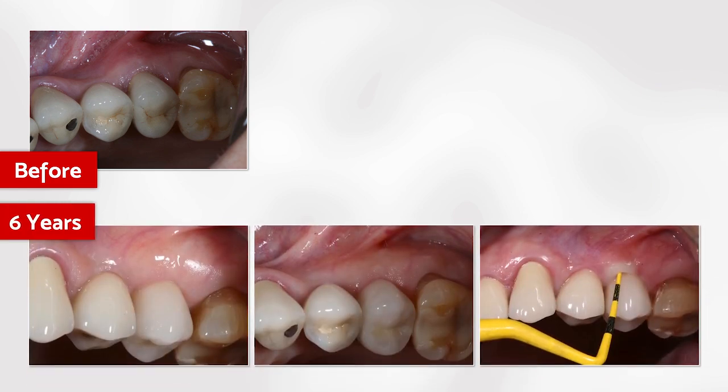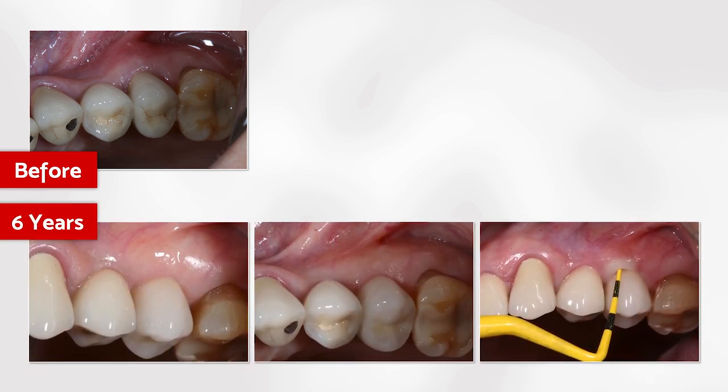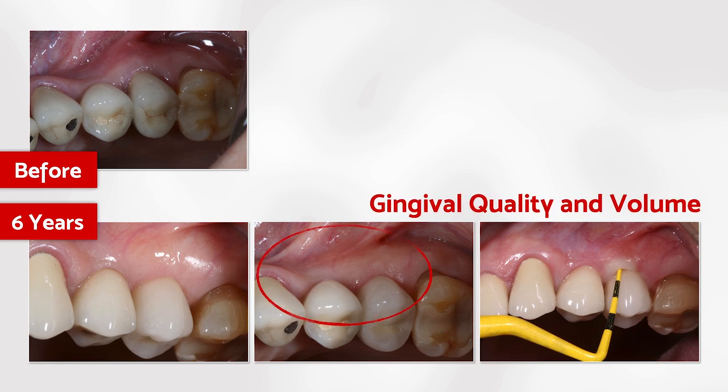This is before and 6 years post-op. Take a look at the improvement in quality of soft tissue before and after 6 years. We have the maintenance of the anatomical contour and a relevant thickness of soft tissue around this final restoration. We have the improvement in gingival quality and volume of soft tissue.